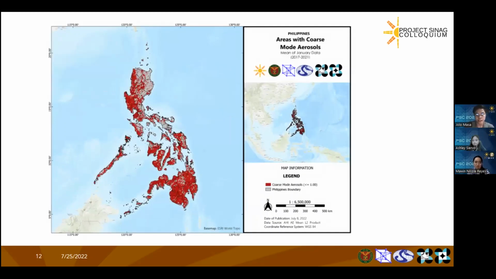This slide shows areas with coarse mode aerosols for the mean of monthly data from 2017 to 2021. The red shows coarse mode aerosols and the green one shows the Philippine boundary.